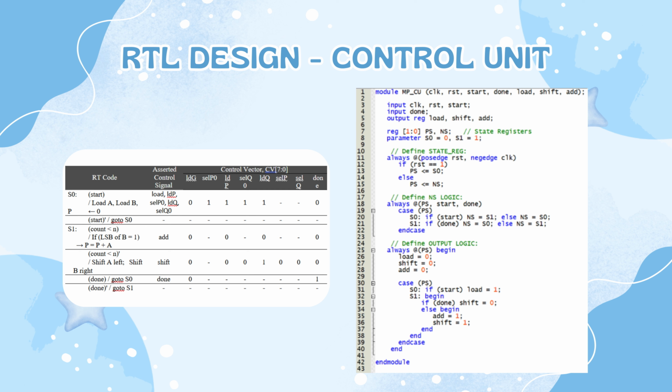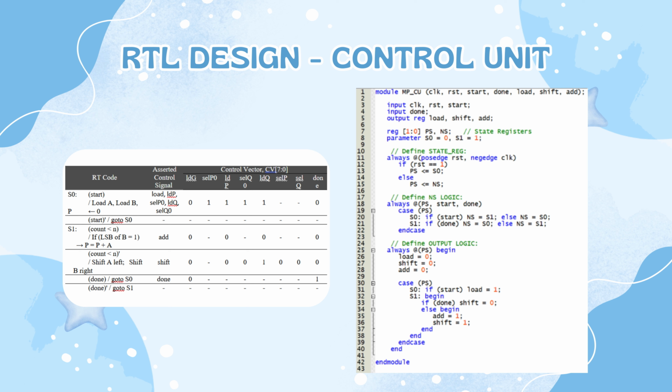The MPCU module is a control unit for a multiplier, managing operations like loading, shifting, and adding. It ensures the proper sequence of multiplication steps using a finite state machine. The finite state machine diagram displays a state transition diagram showing S0 waiting for the start signal and load data, S1 multiply state, performing addition and shifting until done.